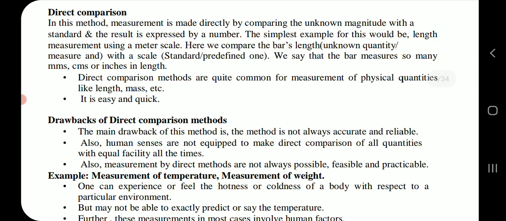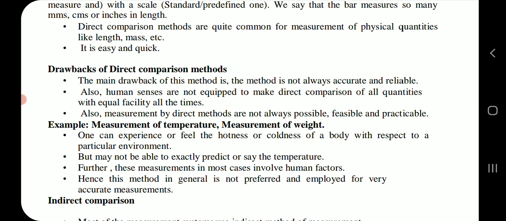Direct comparison. In this method, measurement is made directly by comparing the unknown magnitude with a standard, and the result is expressed by a number. The simplest example would be length measurement using a meter scale. Here we compare the bar's length, the unknown quantity, with a predefined scale standard. We say that the bar measures so many millimeters, centimeters, or inches in length. Direct comparison methods are quite common for measurement of physical quantities like length, mass, etc. It is easy and quick.